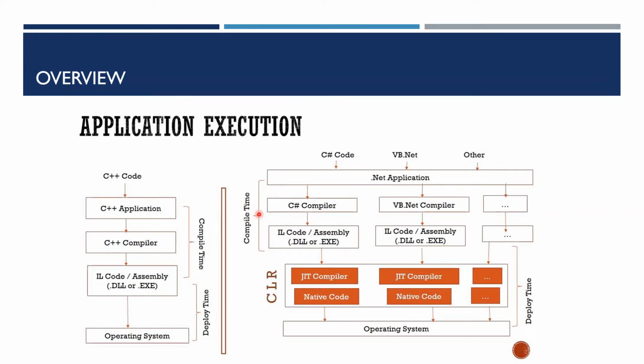That then runs through the JIT compiler and then gets run on the operating system. On the left side here, you see, for example, C++ code, where it goes through the compile time. So this is the actual compiler for C++. This is the normal process for a C++ application to be compiled, where it gets written, compiled, and then compiled into IL code or assembly code, and then it gets run on the operating system.